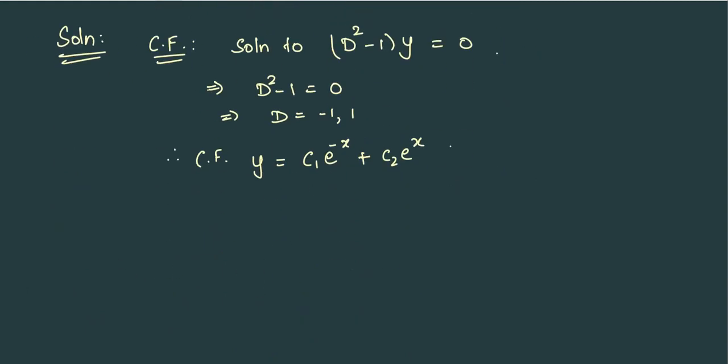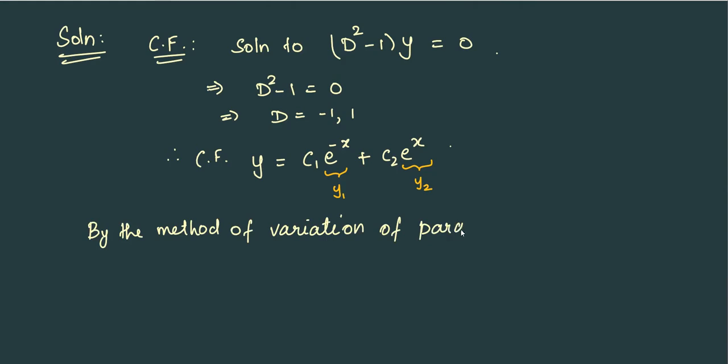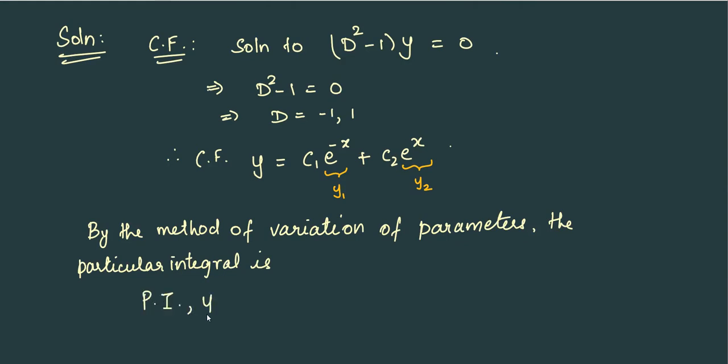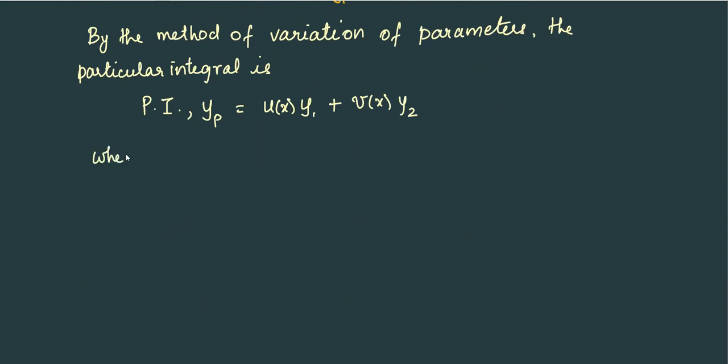Now, so this is our y1 and this is y2. Now, by the method of variation of parameters, the particular integral is u of x times y1 plus v of x times y2, where u of x is minus integral y2 upon Wronskian times capital X dx.